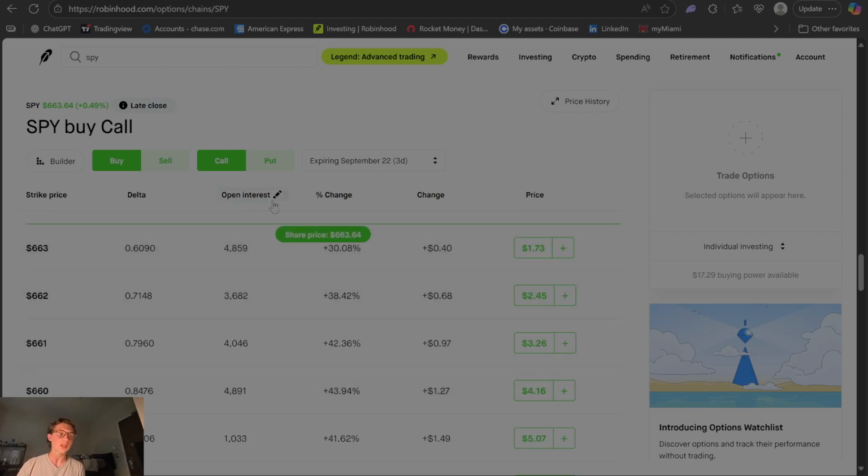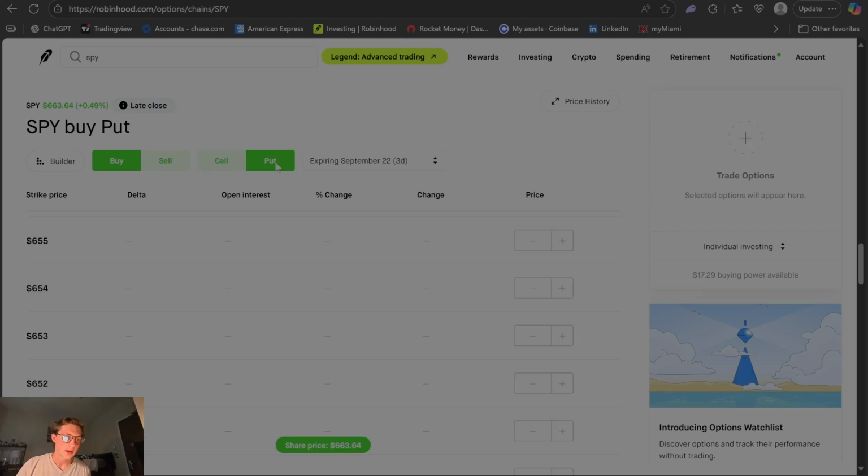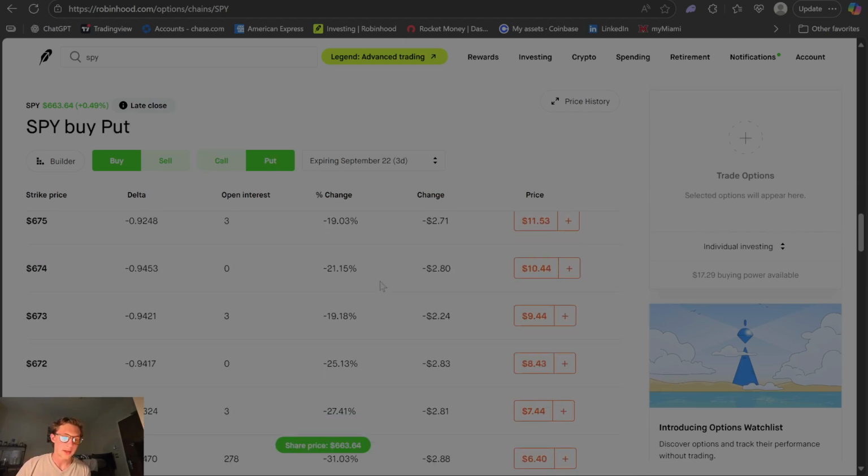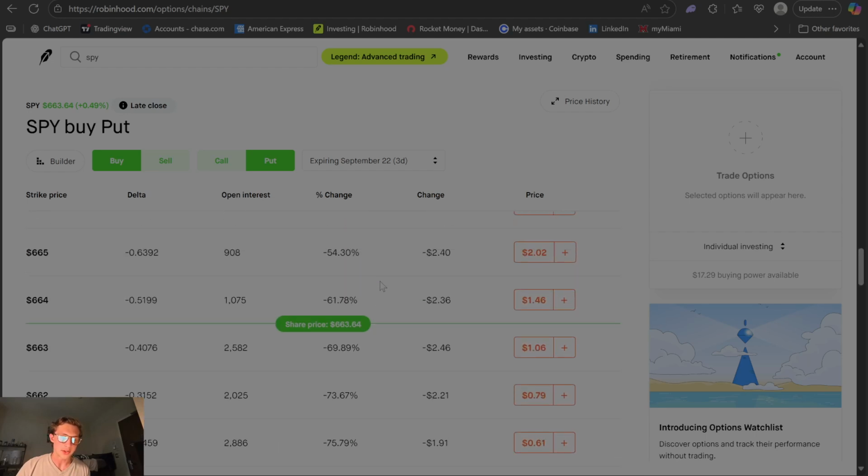Okay, let's move on to puts. Puts are essentially the opposite. They are a bearish strategy. If I am buying puts, I am bearish on the underlying stock or ETF, in this case. Now the share price is 663, and what a put does is it gives you the right, again, not the obligation, the right to sell your shares at the strike price.